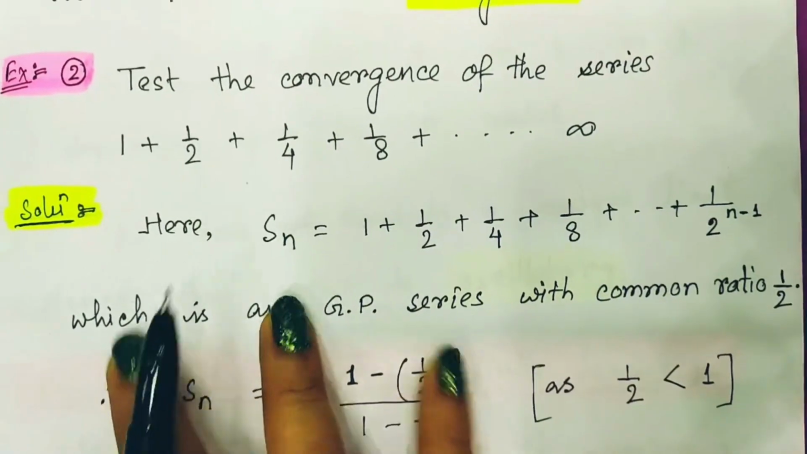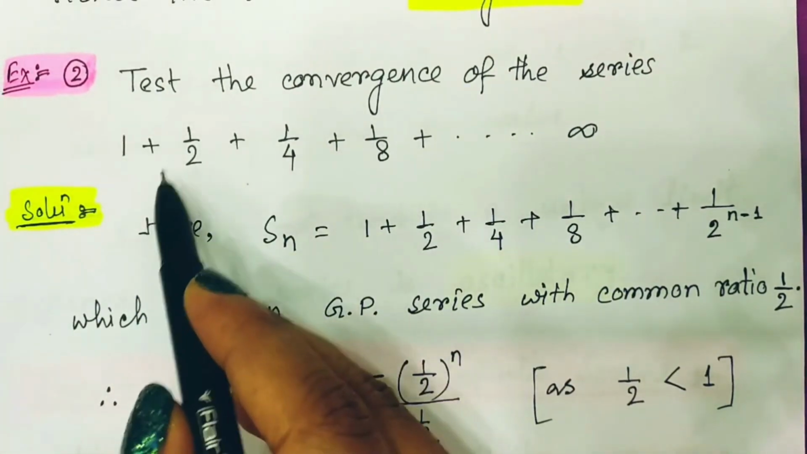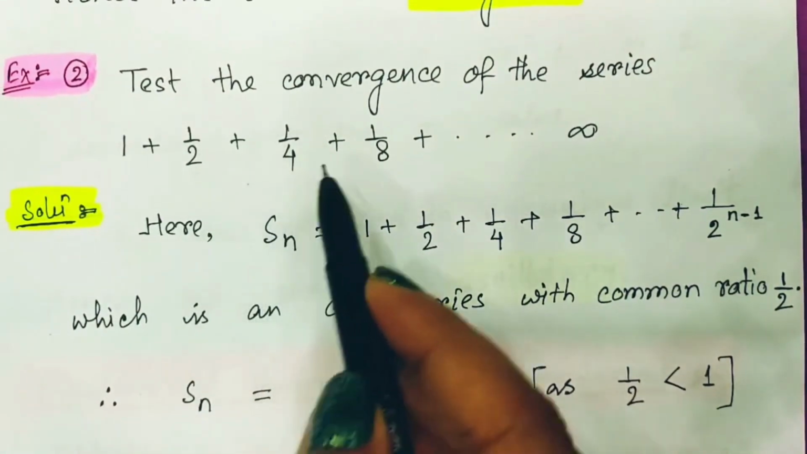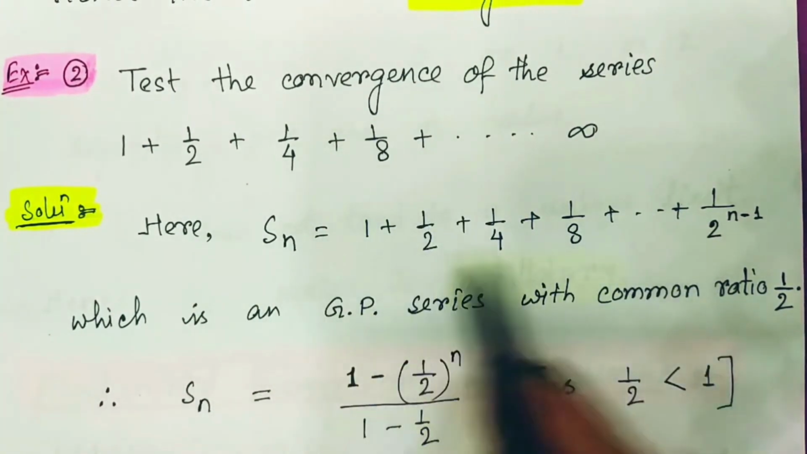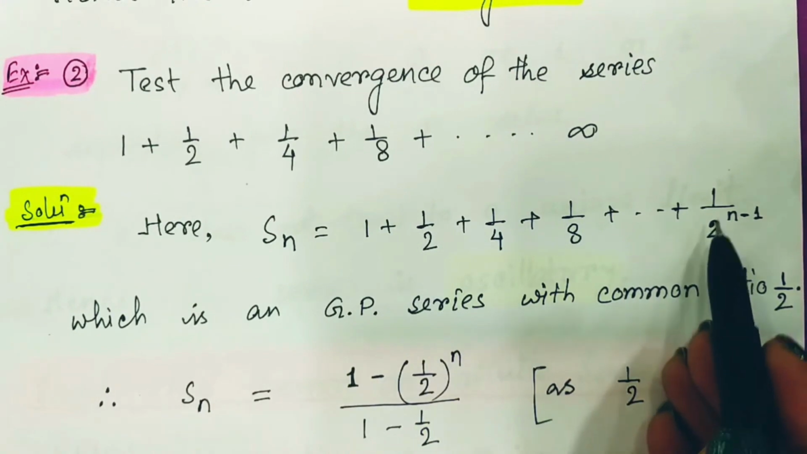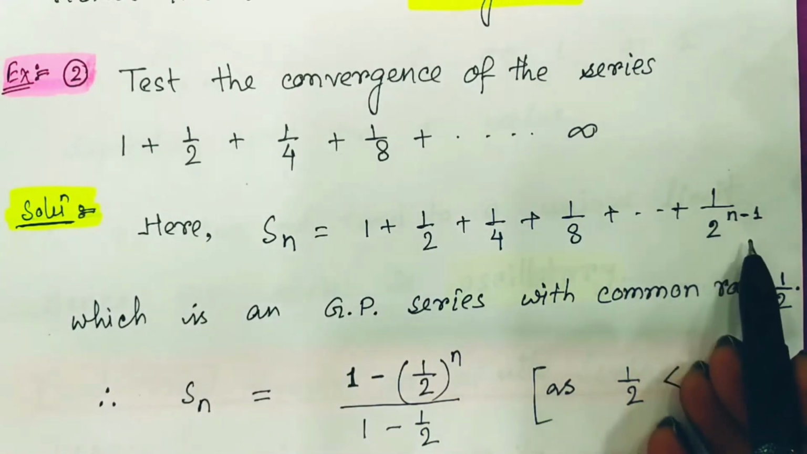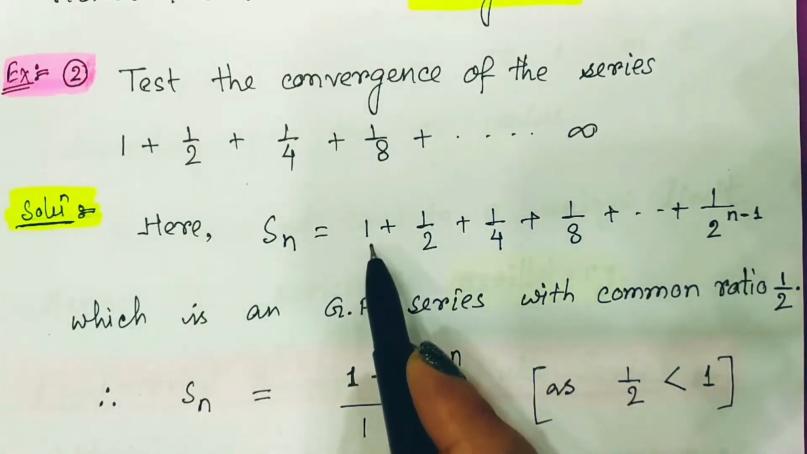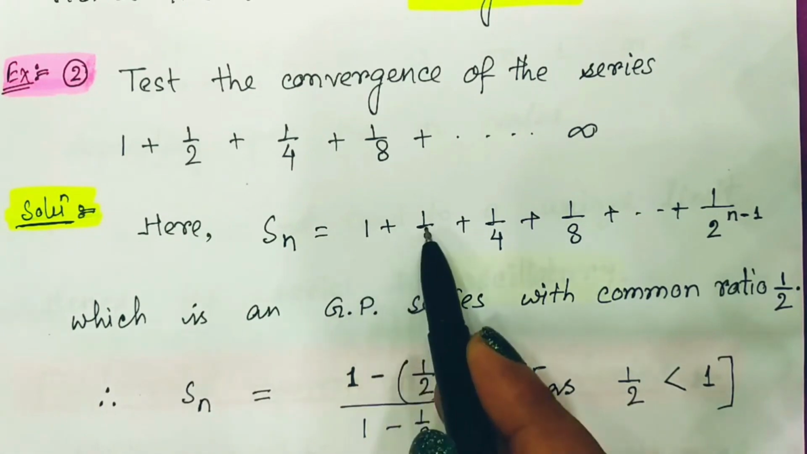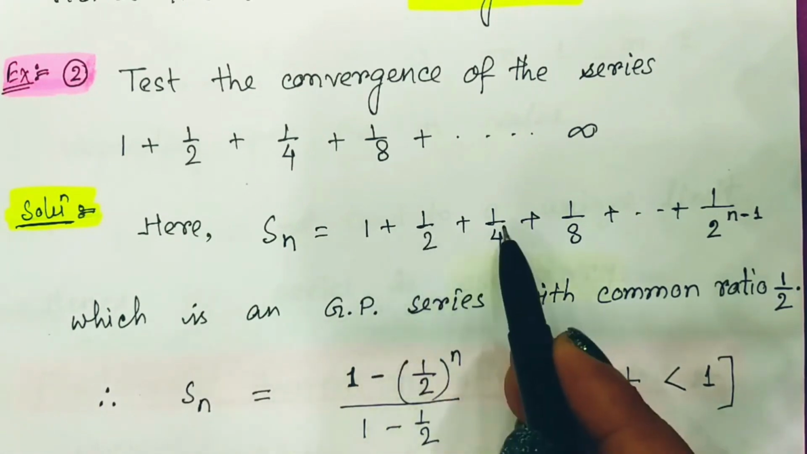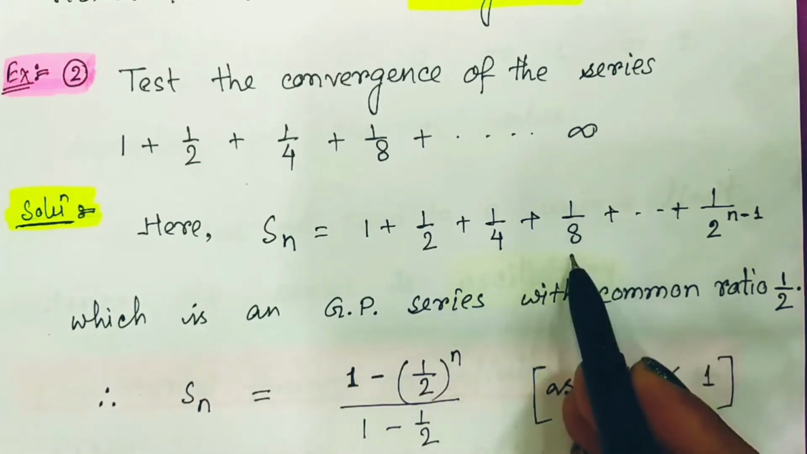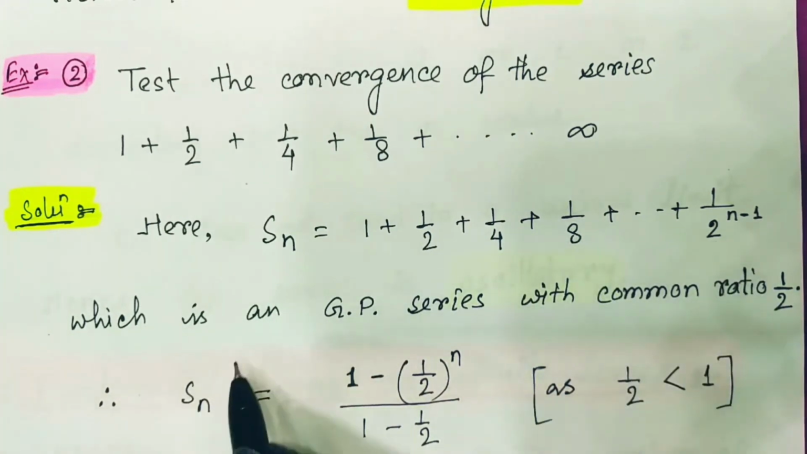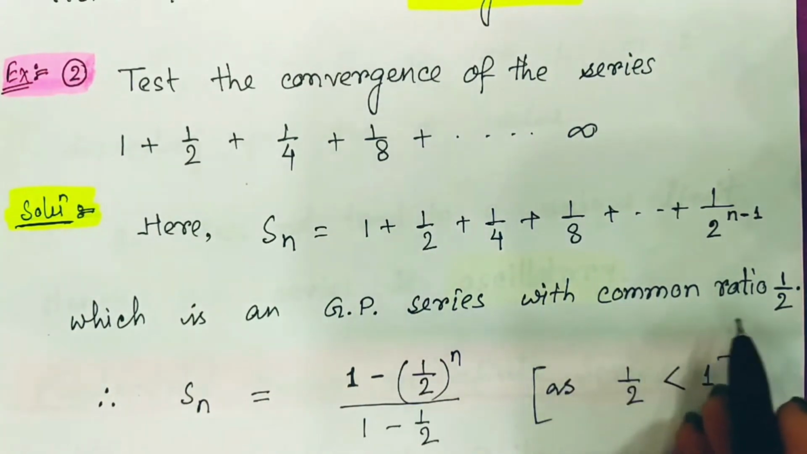Now one more example. In this example, the given series is 1 plus 1 by 2 plus 1 by 4 plus 1 by 8, and so on. Now Sn is this one, and its last term is 1 upon 2 to the power n minus 1. As the first term is 1 by 2 to the power 0, the second term is 1 by 2 to the power 1, the third term is 1 by 2 to the power 2, the fourth term is 1 by 2 cube, and so on. So this is a GP series with common ratio 1 by 2.